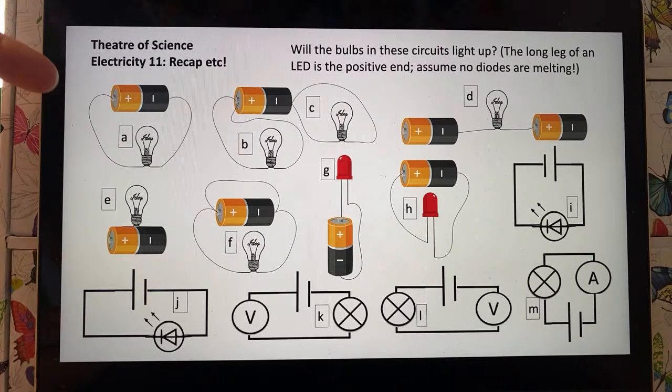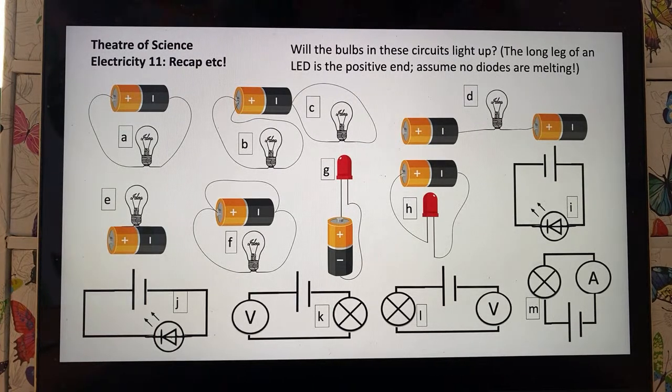The first circuit is a cell with a wire going from the positive terminal to the negative terminal and a bulb in the middle. Is that bulb going to light up? The second one, you've got a loop of wire going from the positive terminal of a battery back to the positive terminal with a bulb in the middle, and then another loop of wire going to and from the negative terminal with a bulb in the middle. Are those bulbs going to light up?